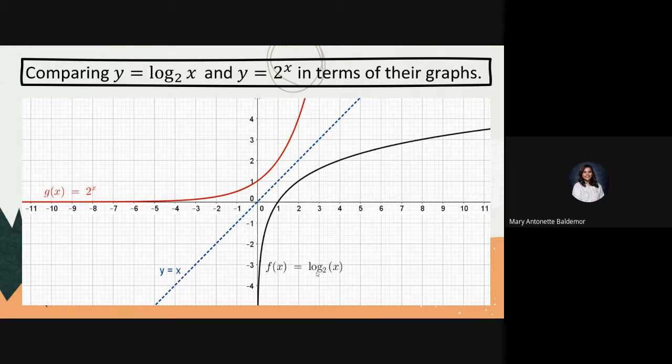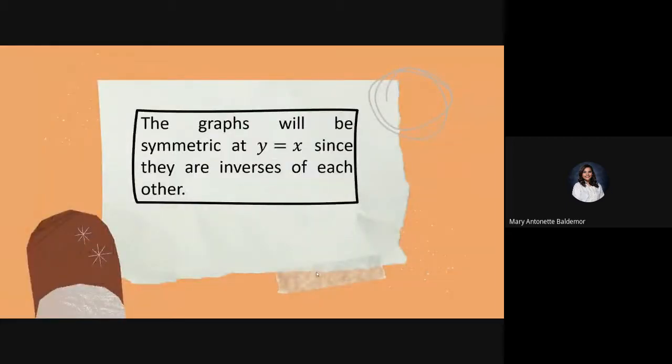So as you can see, they are symmetric with respect to y is equal to x, and they have the same structure, but they are in different positions. They are just inverses of each other. So to describe them in general, the graphs will be symmetric about y is equal to x since they are inverses of each other. We can now conclude that the logarithmic function and its exponential function are inverses of each other.